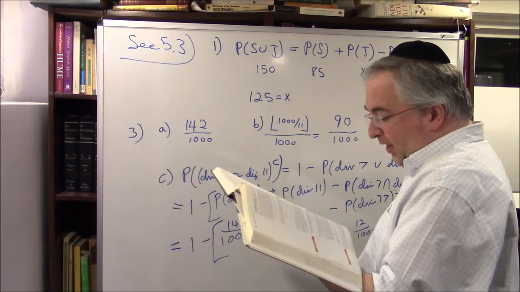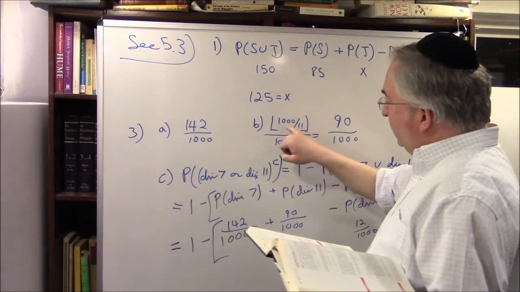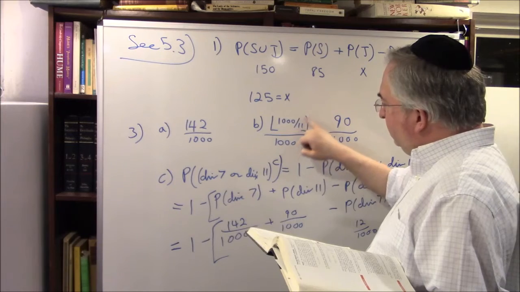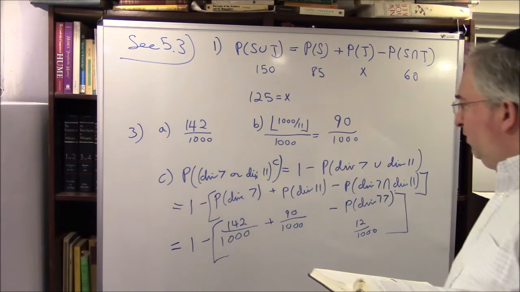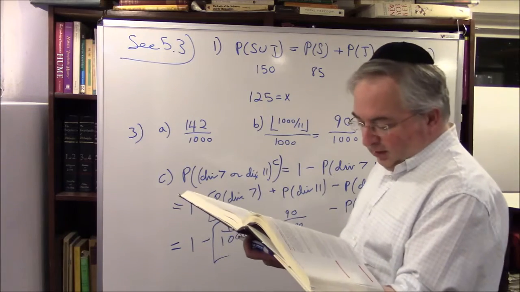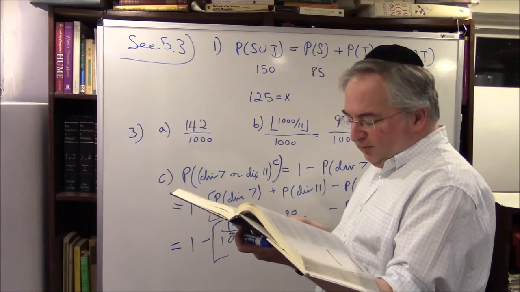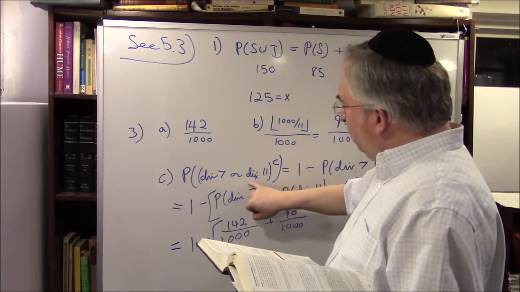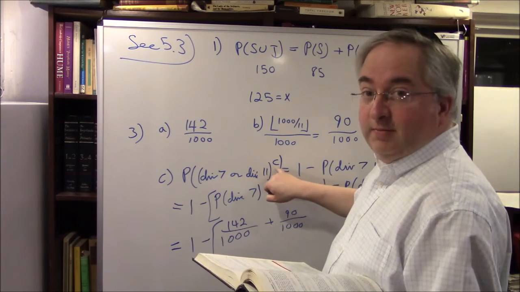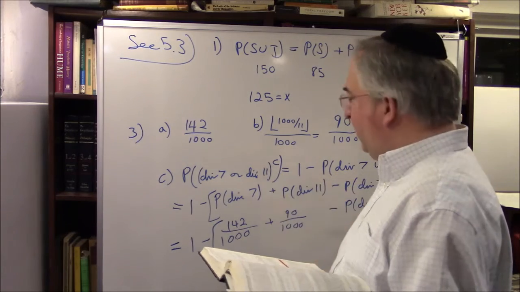B, divisible by 11. So again, here's what you do, 1,000 by 11, take the floor of that, which is 90. So it's 90 over 1,000. Okay, this is the hard one. You ready? Not divisible by 7 or 11. So divisible by 7 or 11, not, complement. Okay, so how do we do that?